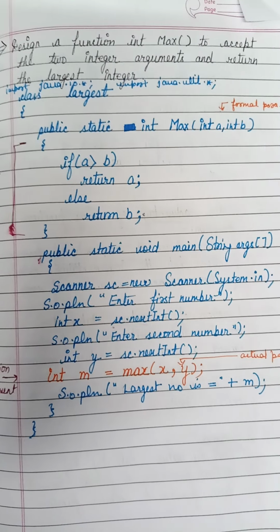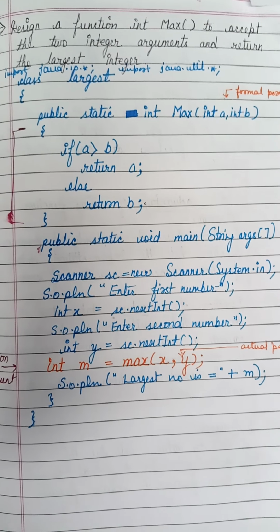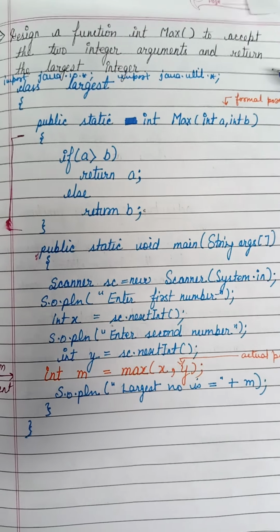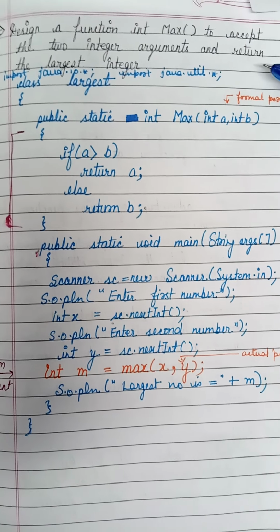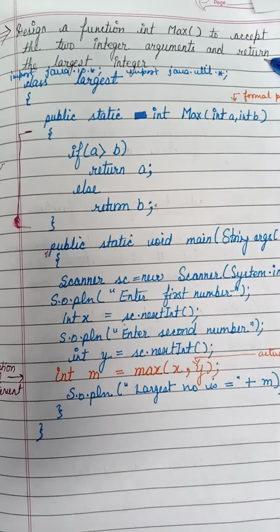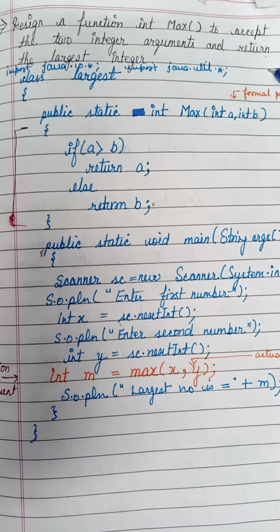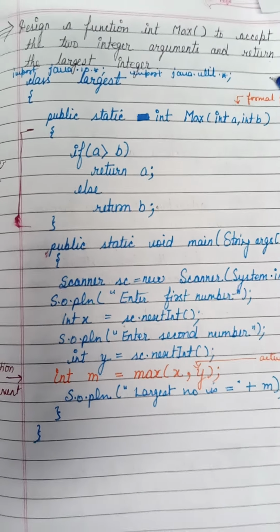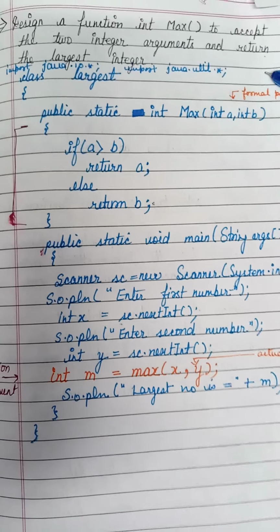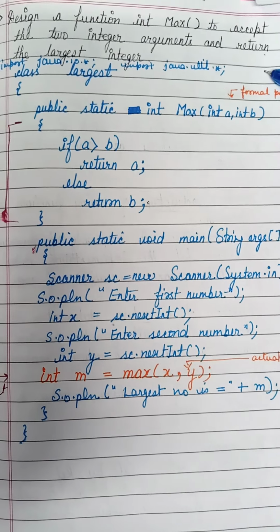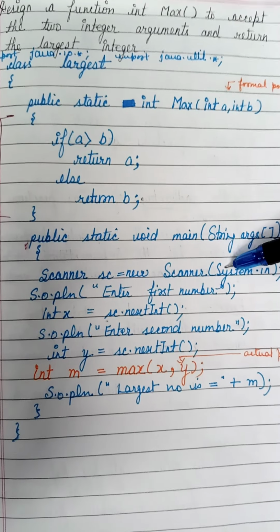Another example of a small program of call by value method. Design a function int max to accept two integer arguments and return the largest integer. Okay, you have to accept two integer arguments and return the largest among the two. You have to write a max method to find the largest number. There will be two methods.